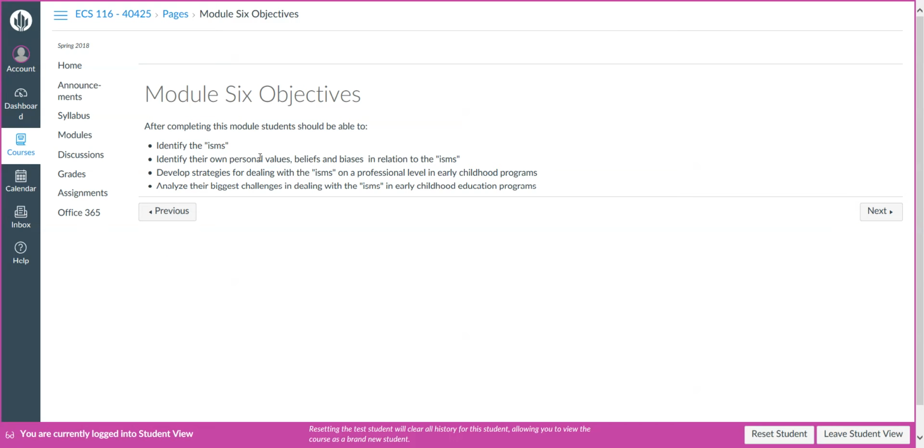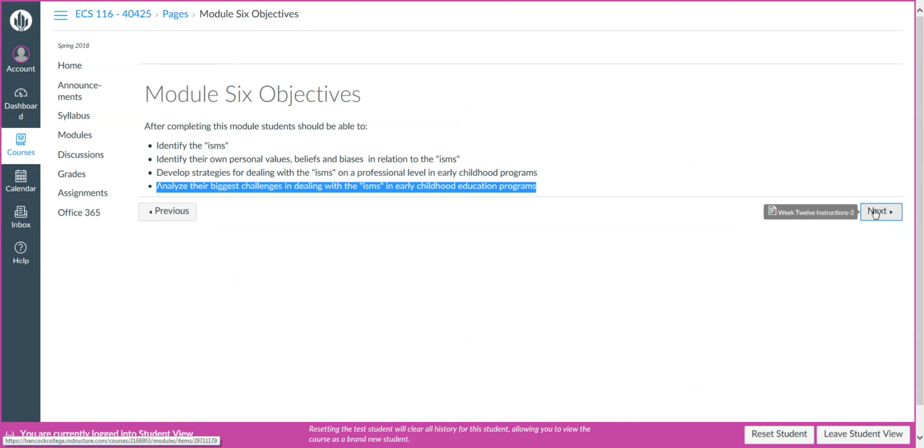So upon conclusion of Module 6, we would ask that you would be able to identify the isms. There's several. Also identify your own personal values, beliefs, and biases in relation to the isms, and we all have them. We also would like for you to be able to develop strategies for dealing with the isms on a professional level when working in early childhood programs. And finally, analyzing your biggest challenges in dealing with isms when you're working in early childhood education programs.